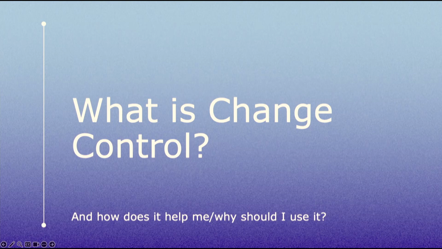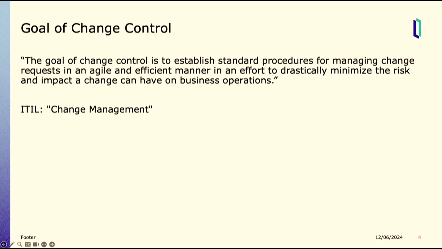So what is change control anyway? You may not have heard this term before, and why does it matter? The goal of change control is to establish standard procedures for managing change requests in an agile and efficient manner in an effort to drastically minimize the risk and impact a change can have on business operations. In ITIL, which is the Information Technology Infrastructure Library, the common framework for IT management, this is referred to as change management, which also means something in a different context that people get confused about and think we're talking about that. So when we say change control, we mean change management from an ITIL perspective.